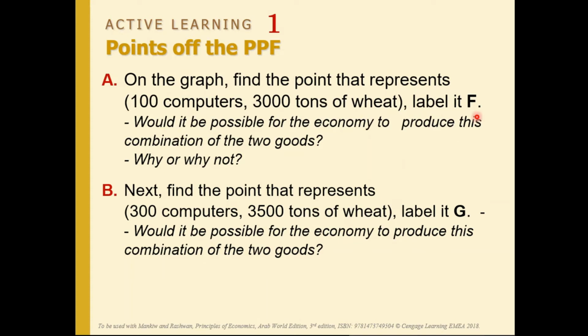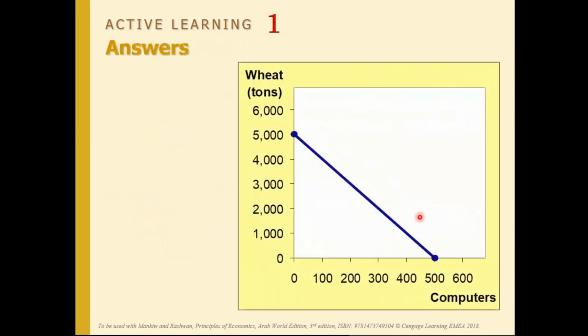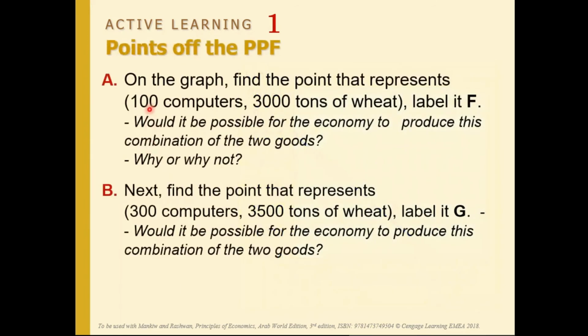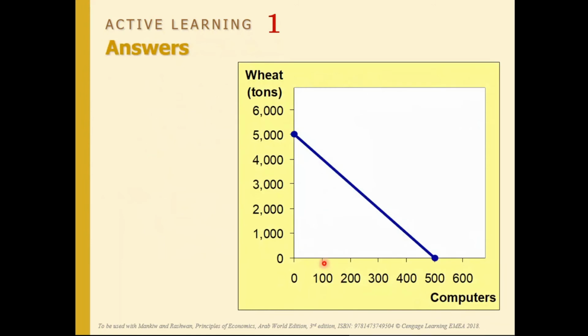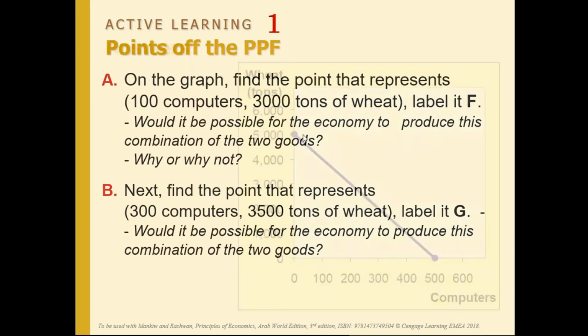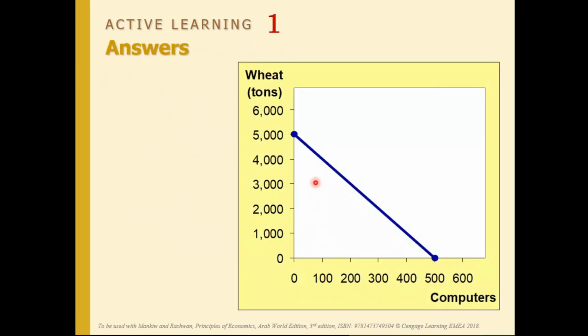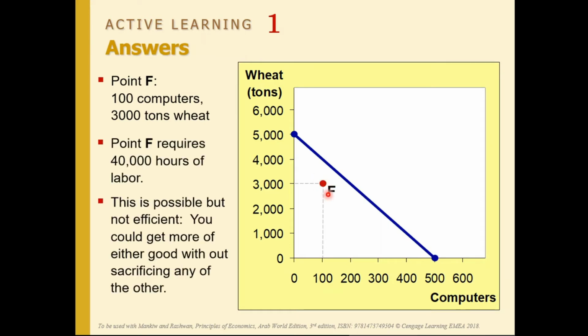So let's have a look. For point F, they need how many? They need 100 computers and 3,000 tons. So here it is. So here 100 computers. Where is 100 computers? This is 100, right? Okay. And where is the 3,000 tons of wheat? This is the 3,000. So where is it? It should be here, right? Yes. What do we name it? We name it as point F, right? This is point F. Now, can we produce point F?